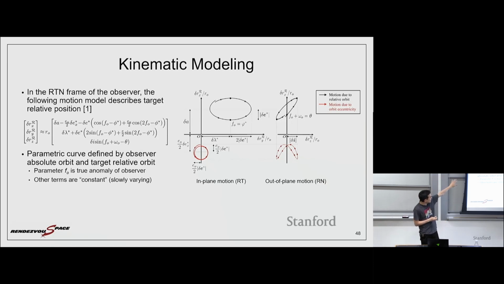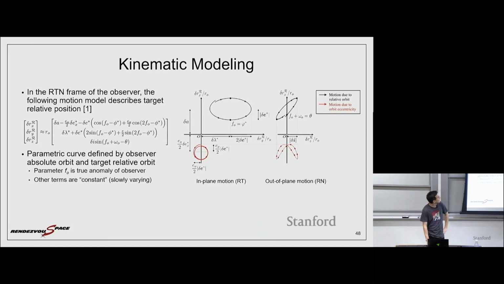But in essence, in this map, we have the RTN position of the target on the left, and this gets mapped to the relative orbit elements on the right. And we have this parametric curve defined by the observer's orbit and the target's orbit. The parameter of this map is f, which here is the true anomaly of the observer spacecraft. And that's the only quickly varying term in this map. All the other terms are pretty much constant or slowly varying due to perturbations on the scale of several orbits.